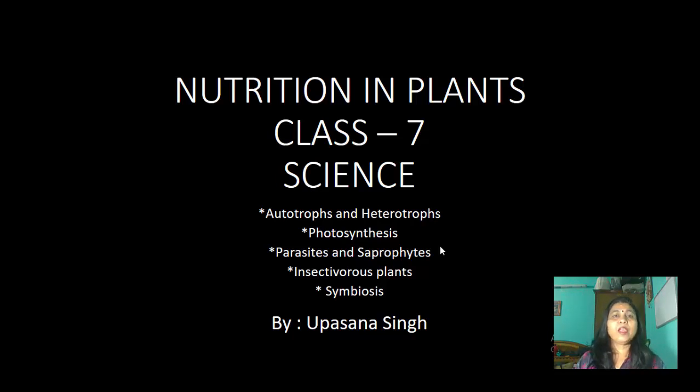Today I am here with Chapter 1 Nutrition in Plants of Class 7 Science. In this chapter we are going to study about autotrophs and heterotrophs, photosynthesis, parasites and saprophytes, insectivorous plants, symbiosis.